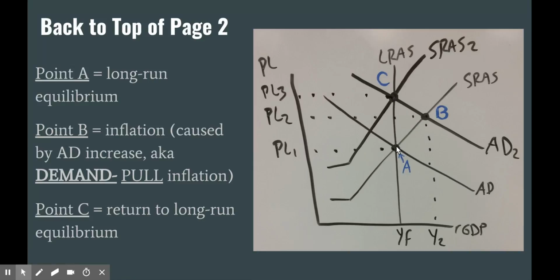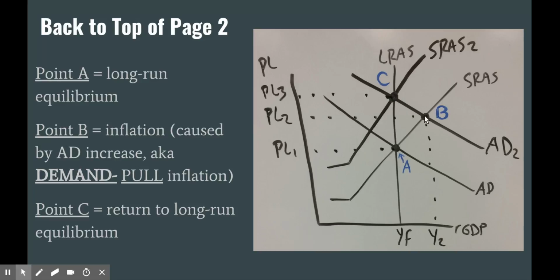If there is a shift of AD to the right, that would put us into a temporary short run time of inflation. We label that point B. And then in order to get us back to long run equilibrium, where all three curves are intersecting, we have right here labeled point C.